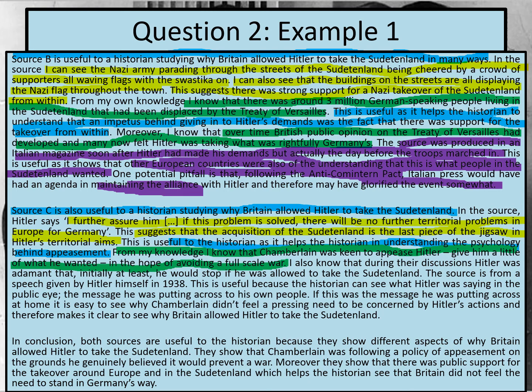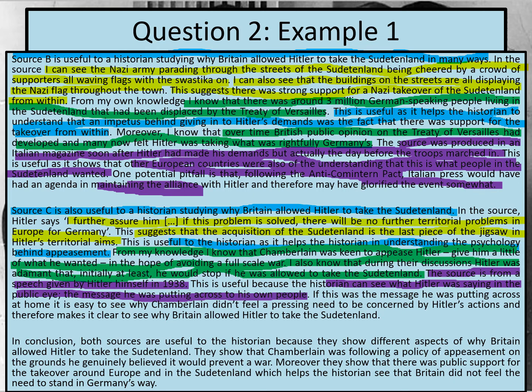So knowing about appeasement and British motivations is crucial here. I also know that during their discussions, Hitler was adamant that initially at least he would stop if he was allowed to take the Sudetenland. That's what all of those visits between him and Chamberlain were about. Now I'm going to go back to provenance. The source is from a speech given by Hitler himself in 1938. It's useful because the historian can see what Hitler was saying in the public eye, the message he was putting across to his own people.